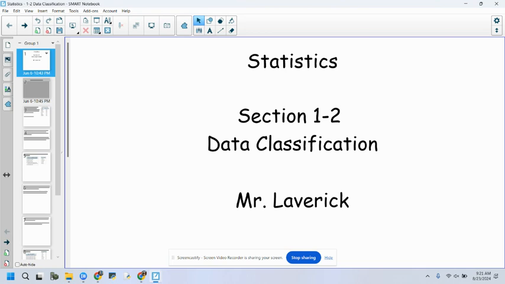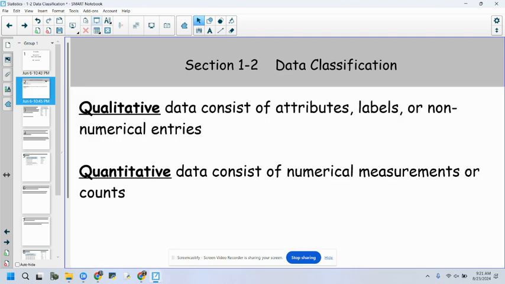Okay. So the first thing that we have to talk about is that there are two main ways that we could describe data. We could either have qualitative data or we could have quantitative data. Almost always they're defined as one or the other. Your brains probably think of quantitative data before qualitative data, just because this is a math class, right? Quantitative data consists of numerical measurements or counts.